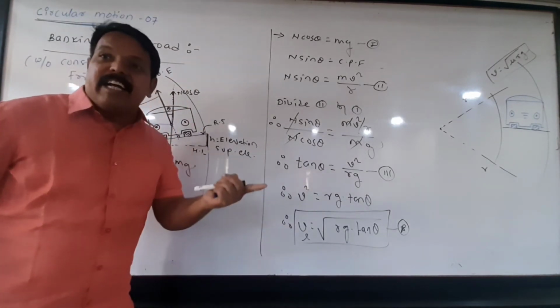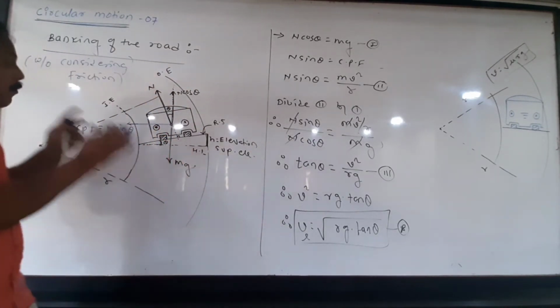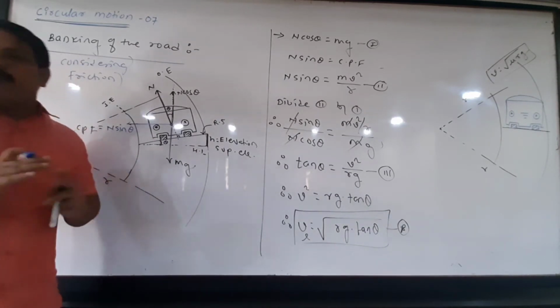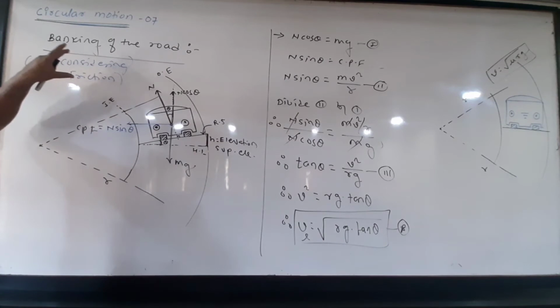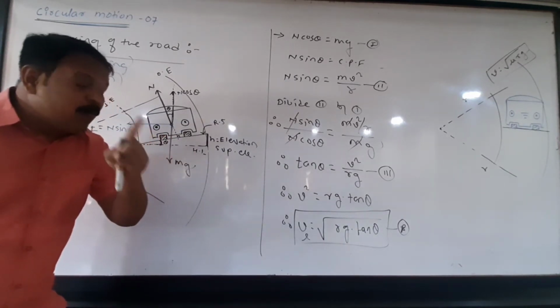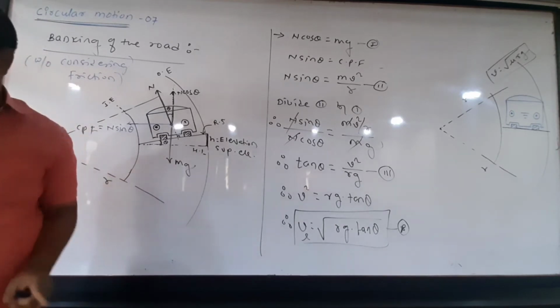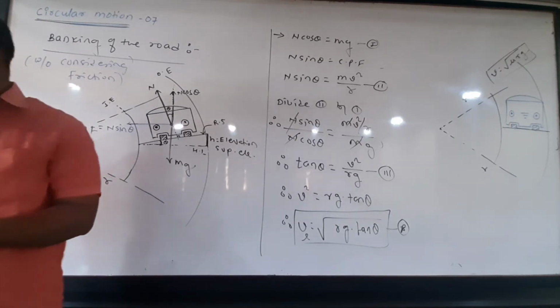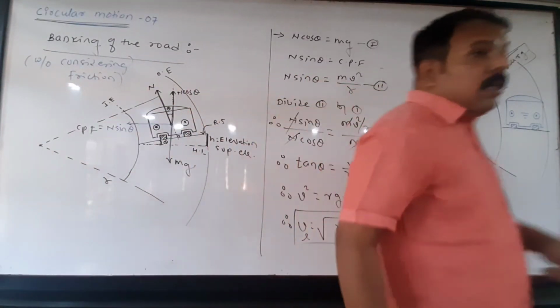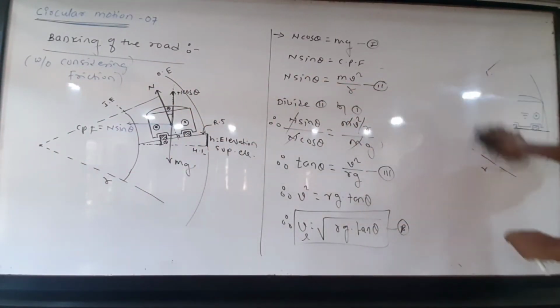In the next article, we have to study if we consider both components, N sin theta as well as frictional force. Now this is the limiting speed of a vehicle passing over a banked road without considering the friction. Listen to me carefully, without considering the friction. Now here we have seen this theta is called the angle of banking.